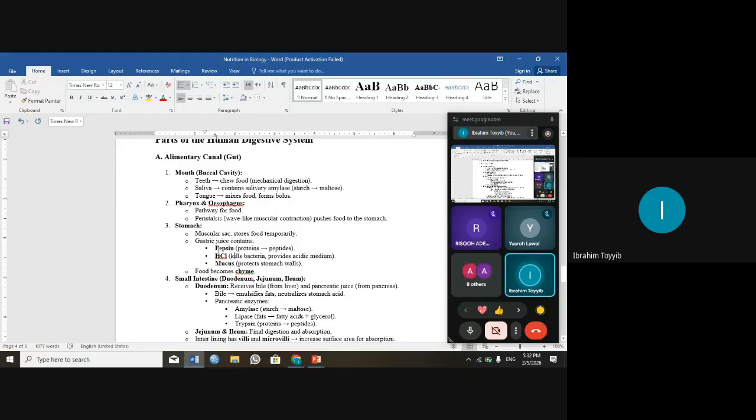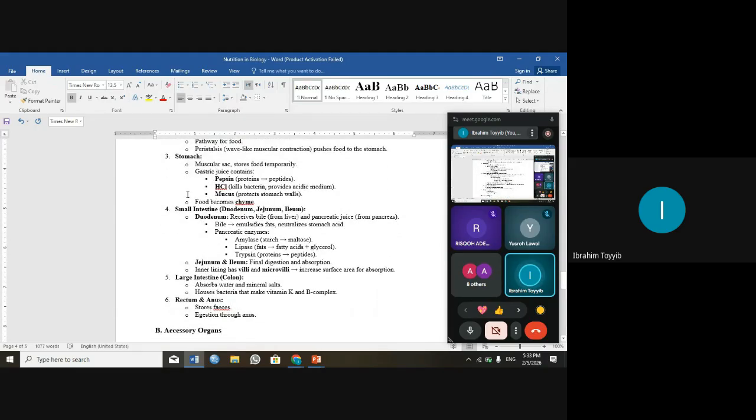So the first enzyme, which is pepsin, digests protein to what? It breaks down protein to peptide. And the work of hydrochloric acid is that it kills bacteria and provides acidic medium, mucus protects the stomach wall, and food becomes chyme, any pronunciation you can use.